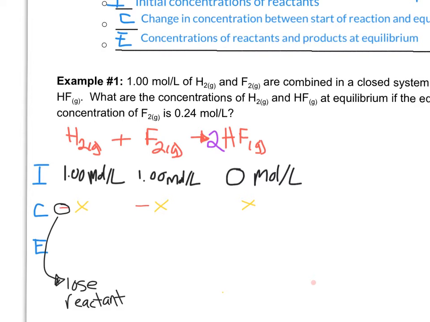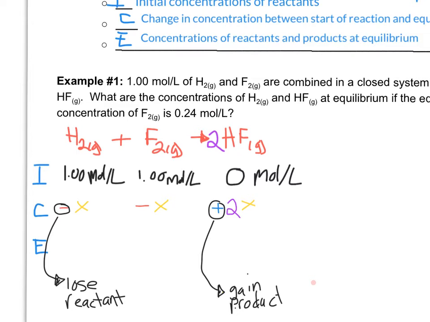When we're looking at our product, though, it's going to stay as a positive because we're going to gain our products. The other thing we have to remember is that according to our balanced chemical equation, we have an invisible 1 here and an invisible 1 here and a 2 here. So what that means is that the change in our X for our product is going to be a 2X.